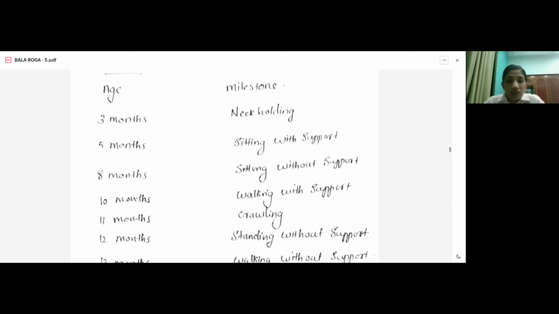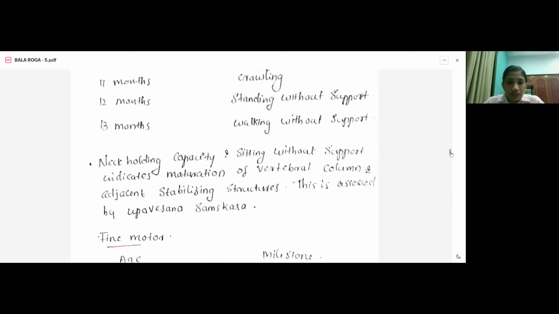And in the 11th month, crawling happens, in the 12th month, standing without support, and in the 13th month, walking without support. So these are the milestones, the order of milestones the baby has to achieve. Okay, and neck holding capacity and sitting without support.